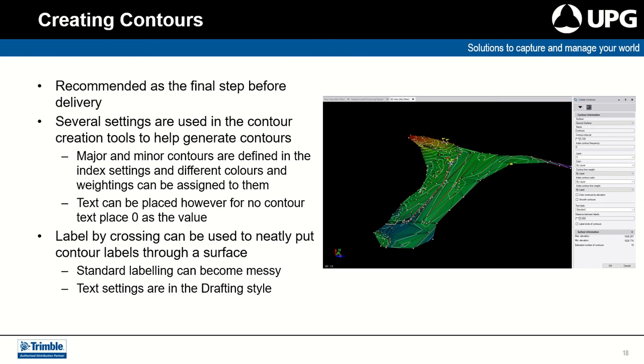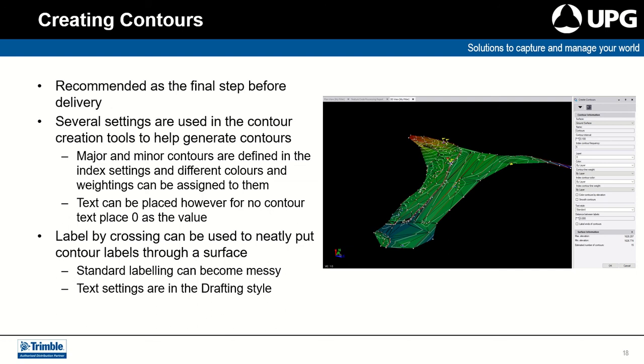Once you have created your surface, the next step I would look at would be to create your contours. Creating contours is a fairly straightforward step. It's at the right-hand side of the Surfaces tab in TBC, and it will give you a whole heap of options. When you create your contours, you need to specify the contour interval, and then the contour frequency, which is the option below that, will define your major and minor contours.